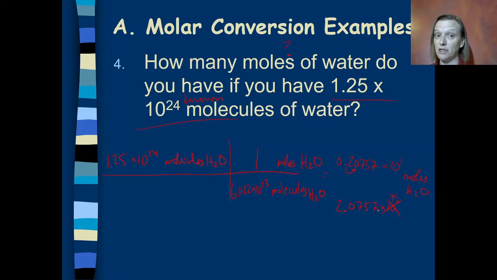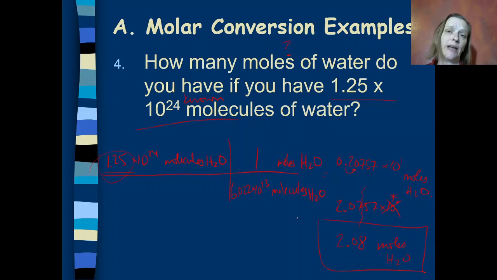I do need to think about significant figures. My known value is 3 sig figs. I've got 4 sig figs down below, so this is my limiting sig fig value, and therefore I'm going to round off after 3 sig figs, so that's going to be 2.08 moles of H2O.